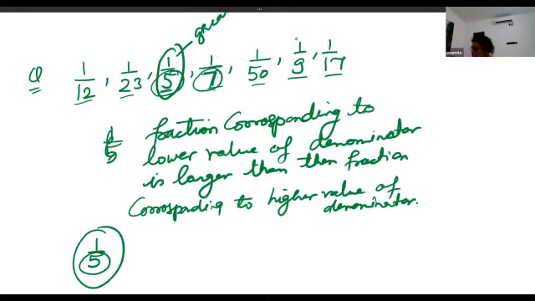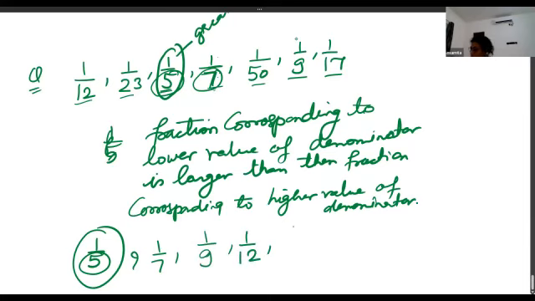So children, the greatest fraction will be 1 by 5. After 1 by 5, 1 by 7. After 1 by 7, 1 by 9. After 1 by 9, 1 by 12. After 1 by 12, 1 by 17. After 1 by 17, 1 by 15. Okay, children. If the numerator is the same, the fraction corresponding to the lower denominator will be the greatest.